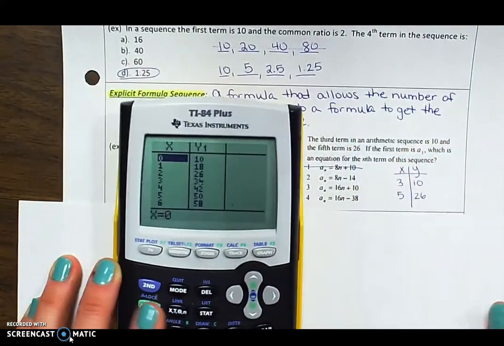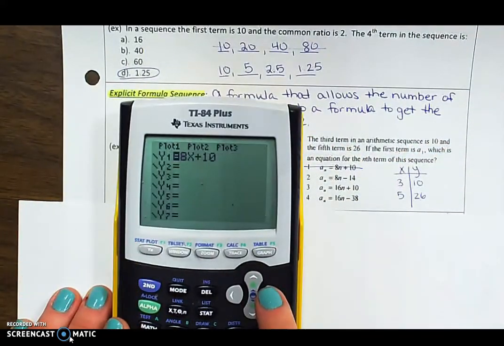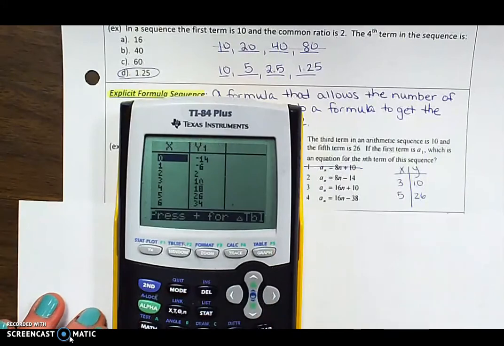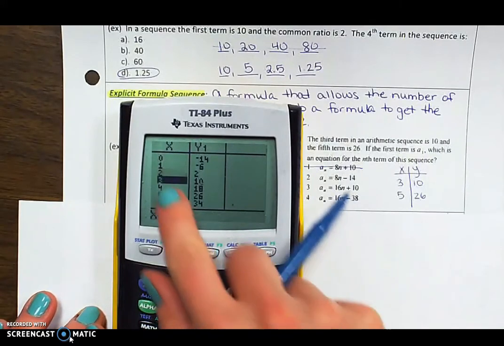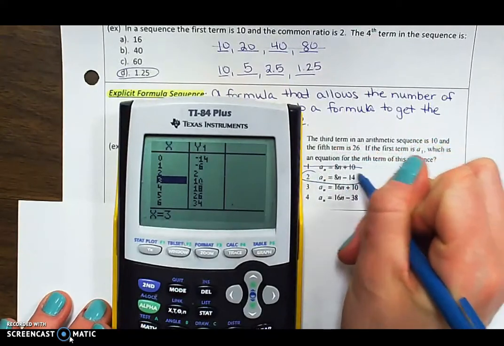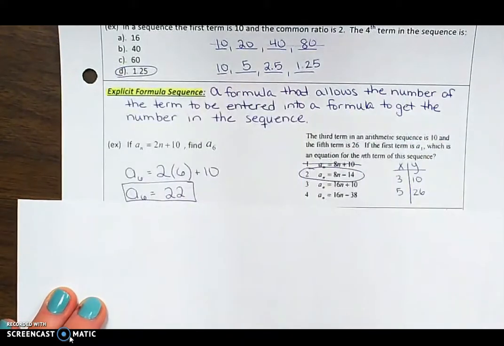So now I'm going to try choice 2. 8n, which is x in the calculator, minus 14. And I go to my table of values. Let's take a look. So 3, 10, 5, 26. That is going to match. So that's our answer there.